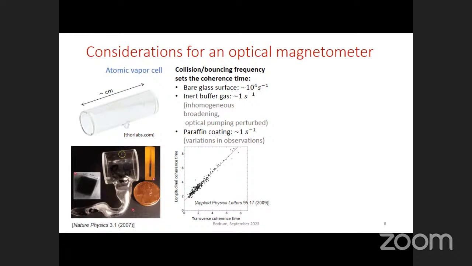The issue is that when atoms collide with each other, they lose coherence. They lose their angular momentum information. That causes the total loss of coherence in the system. So they should not bounce with each other, and with the wall of the glass, all so often. And then you should have a long coherence time. That's the biggest limitation in optical magnetometers, that compared to the classical systems, let's say, the coherence time is very limited.